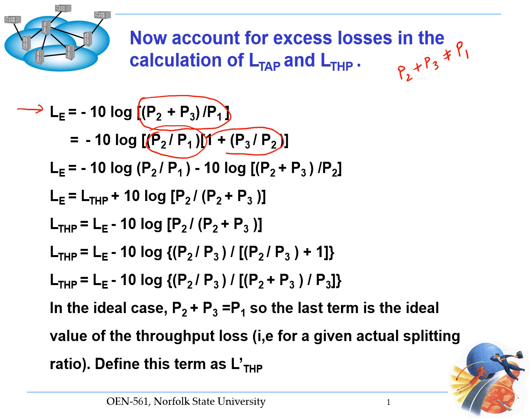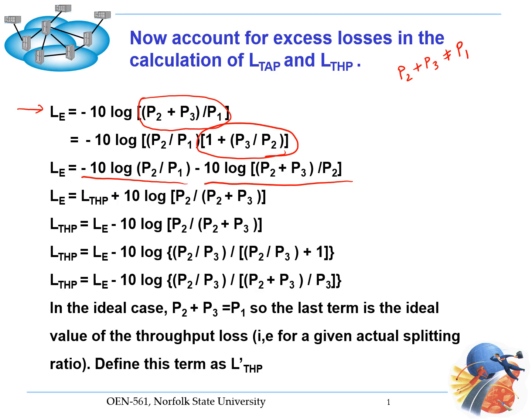terms, a product of two terms, and by the property of the logarithm, that the logarithm of the product is the sum of two logarithms, we will have two logarithms, right? From the first term, we will have minus 10 times log P2 divided by P1, and from the second one, we will have minus 10 times log of P2 plus P3 divided by P2.